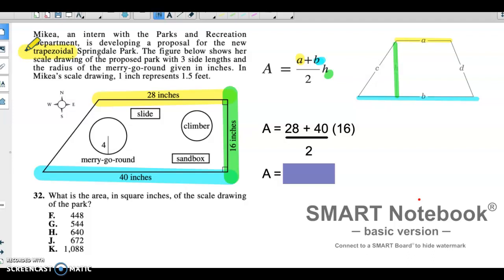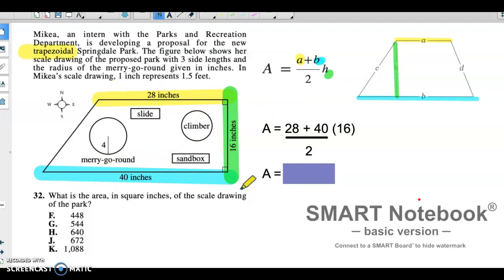So if we look over here on the right hand side of the screen, we have a general trapezoid that is drawn. The area is equal to A plus B. So remember, A and B are the bases. They're the 2 sides of the trapezoid that are parallel to each other. So over here I have A highlighted in yellow and B highlighted in blue. And then I kind of highlighted those same parts on our trapezoid of the park. So the 2 bases are 28 inches and the 40 inches.